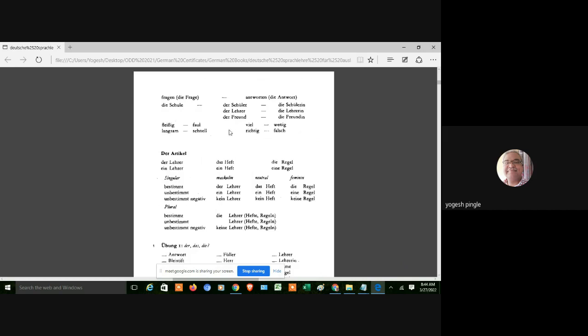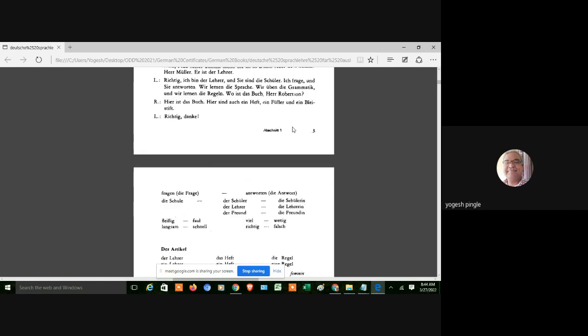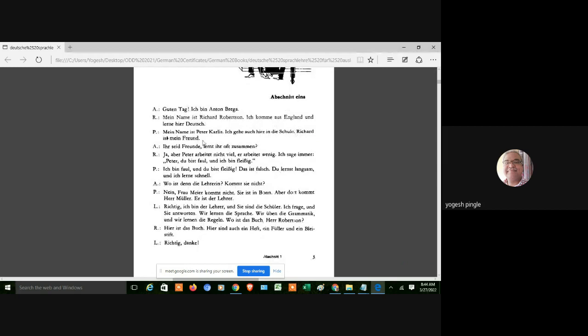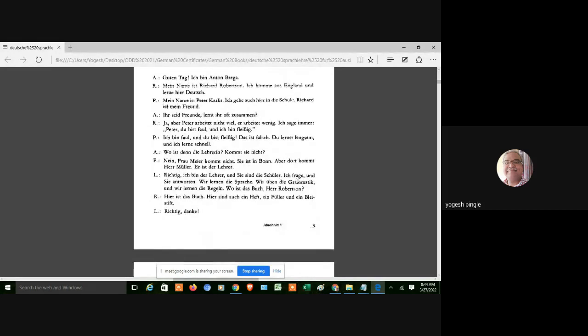So here it is like viel, wenig. Viel means much, wenig is little. So let's see where it has come across. Viel and wenig. I have put this book in your WhatsApp group. So if you have not got this particular online book, the copy of this online book, I have put in our WhatsApp group. Okay, so here, yes, here it is.